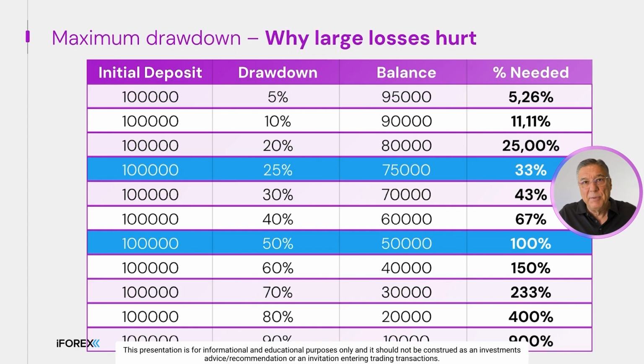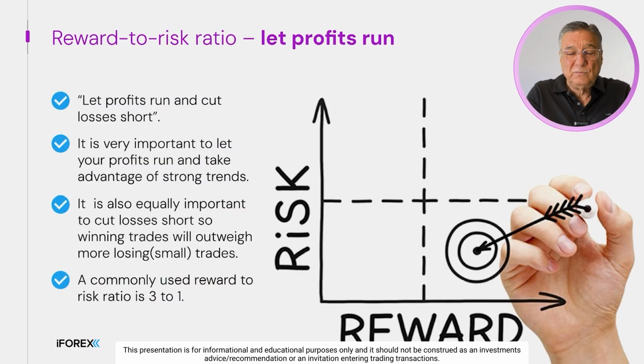Imagine the pressure that we will be having, and our discipline perhaps will be compromised. And if our discipline is gone, then the impact will be on our account, right? So it's extremely important to be careful with our drawdown, with our losses, right? So I'm sure you heard this saying, let profits run and cut losses short, right?